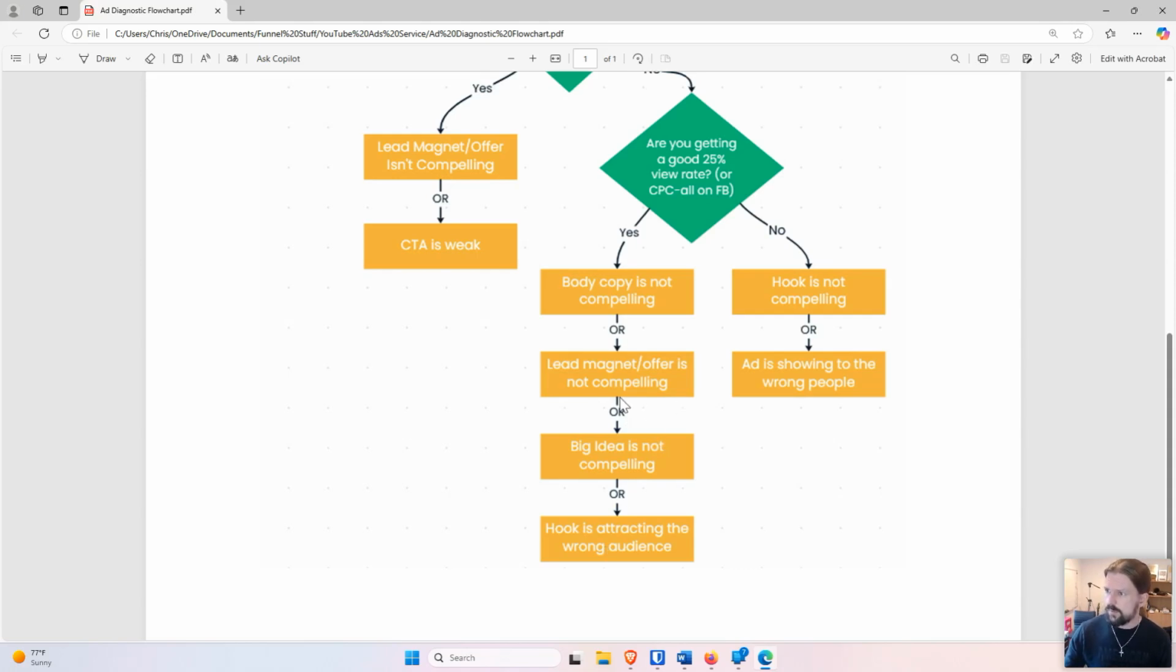And also, another note on this real quick is you've got to really note the difference between what people want and what people need. So you, as the expert in your field, have probably recognized that the thing people need is this flow chart. It's the thing that will help people diagnose why their ads aren't working, or whatever it is for your industry.